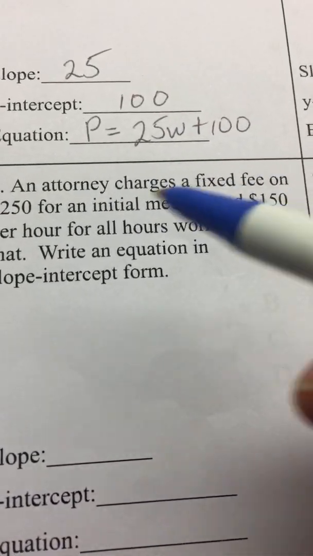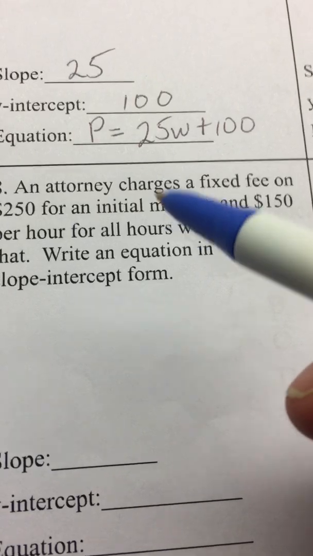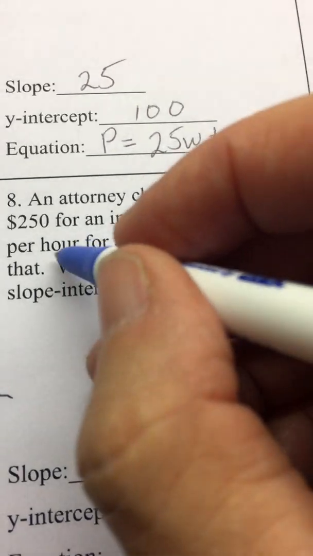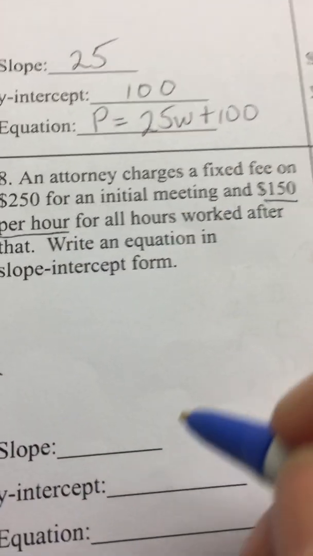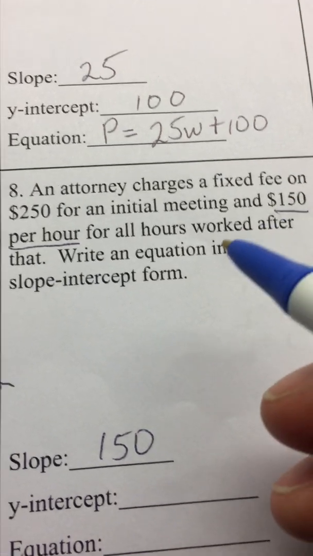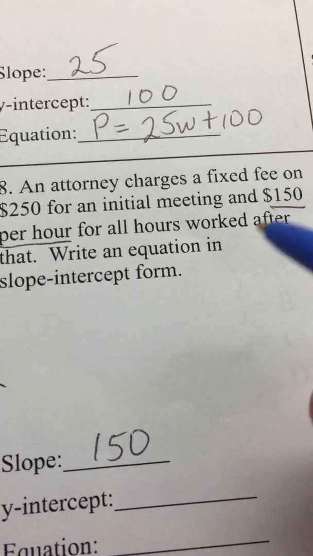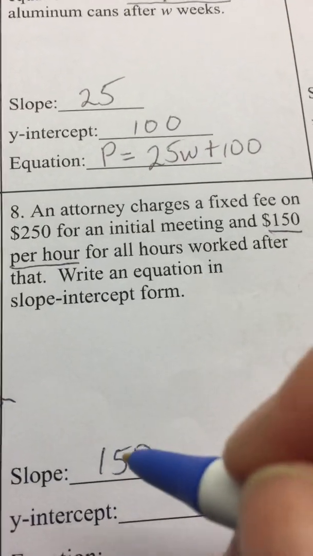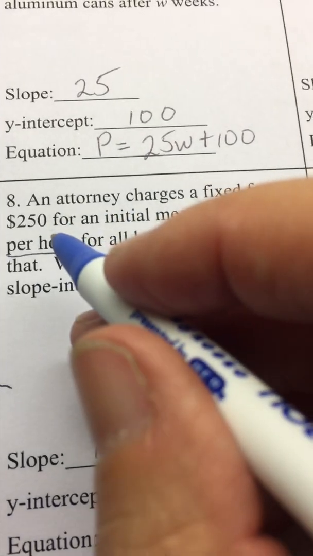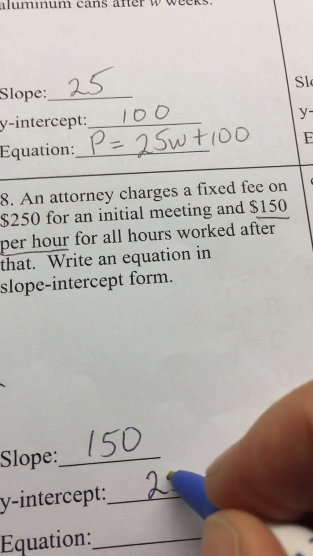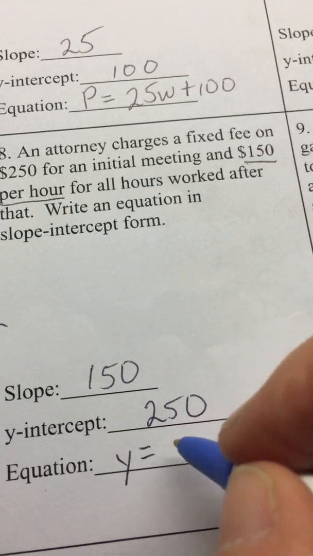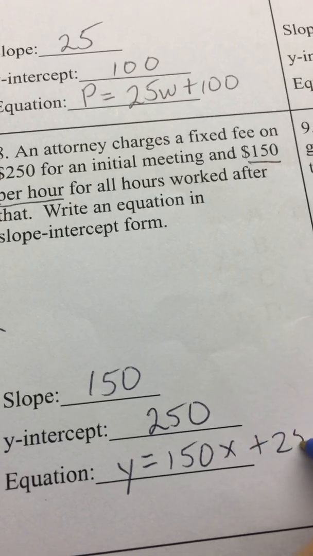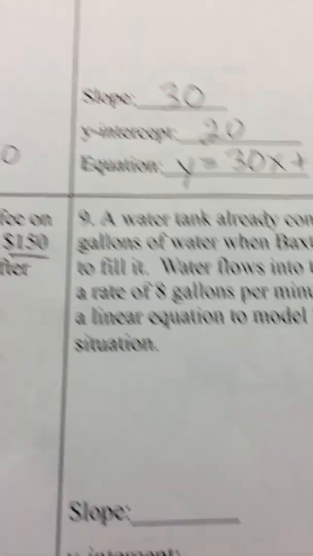An attorney charges a fixed fee of $250 for the initial meeting. Just to show up, he's going to charge you that. And $150 per hour after that. So there's my rate, my slope is $150. Now, we want the total money being charged. Is the amount going to go up as time goes by? Yes. Every hour goes by, he's charging you more and more, so it is a positive 150. The y-intercept, how much did he charge just for showing up? 250. So write the equation. My total money is the slope, 150 times x, however many hours it is, plus the 250 just for showing up. There we go.